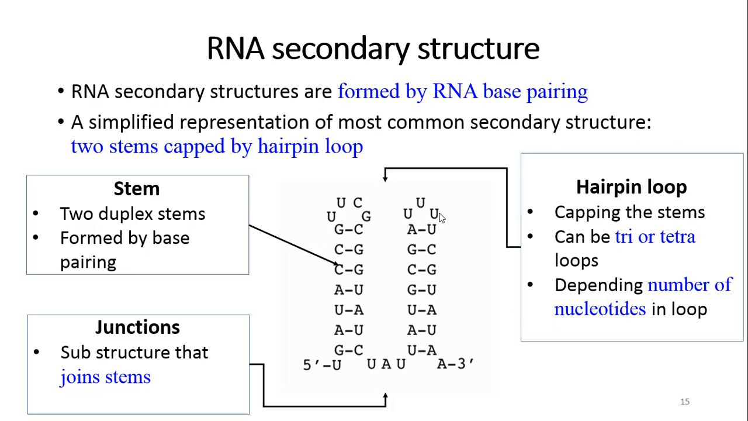These hairpin loops are for capping the stems, and they can be of tri or tetra form, depending on how many nucleotides are present in your loop. If there are 4 nucleotides present in your loop, you would call it a tetra loop. If there are 3 nucleotides present in your hairpin loop, you would call it a tri loop. So this is the very basic secondary structure of your RNA molecule.